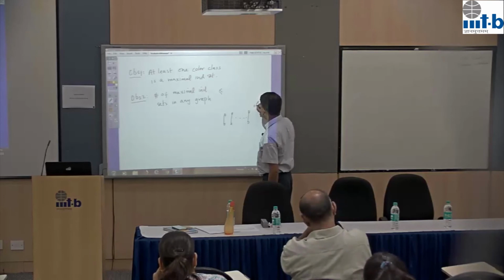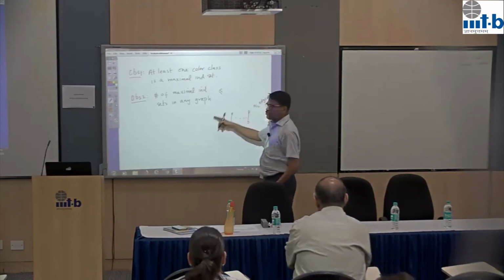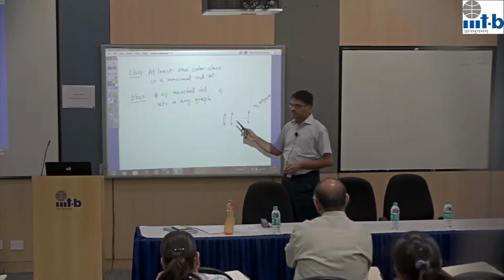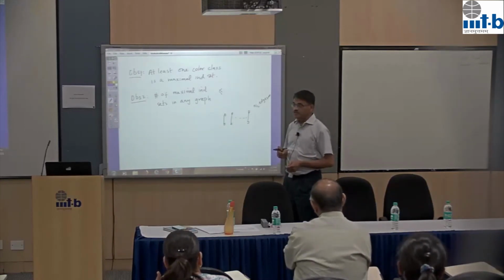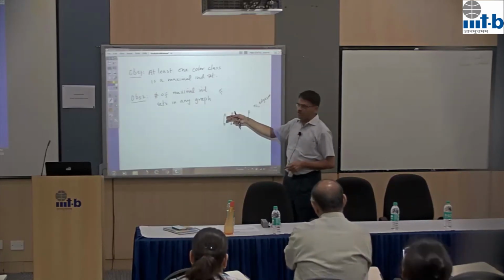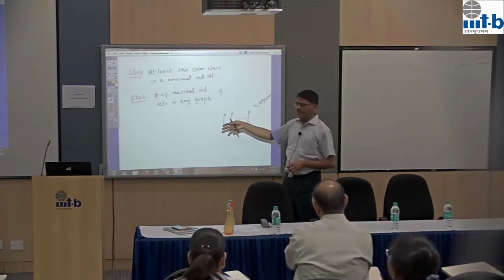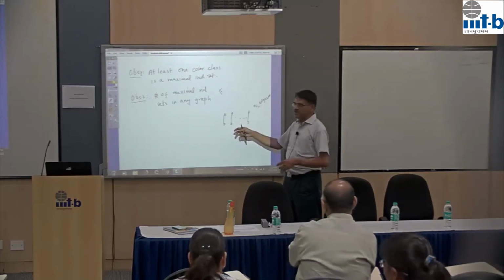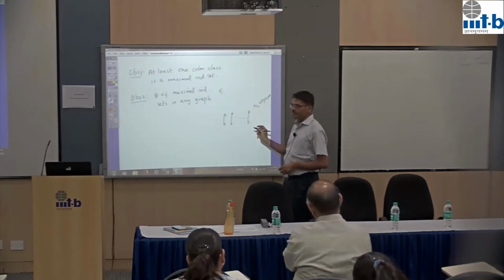Okay, so there are n by 2 edges. Now, what would be a maximal independent set here? How many are there? 2 raised to n by 2, right? Because you can pick exactly one from here, exactly one from here, exactly one from here. Clearly, you can't pick 2 because it won't be independent. But you have to pick exactly one from each because otherwise it won't be maximal. So that number is 2 power n by 2.